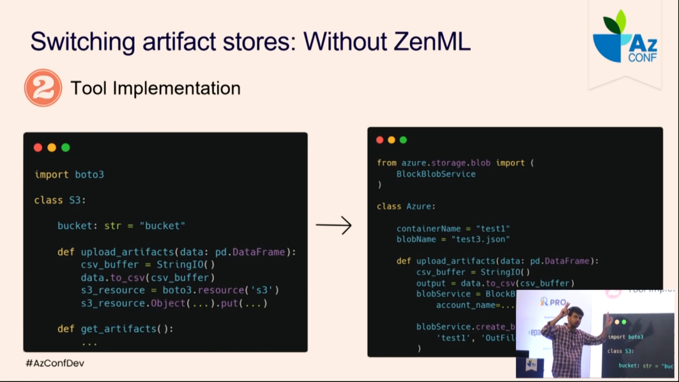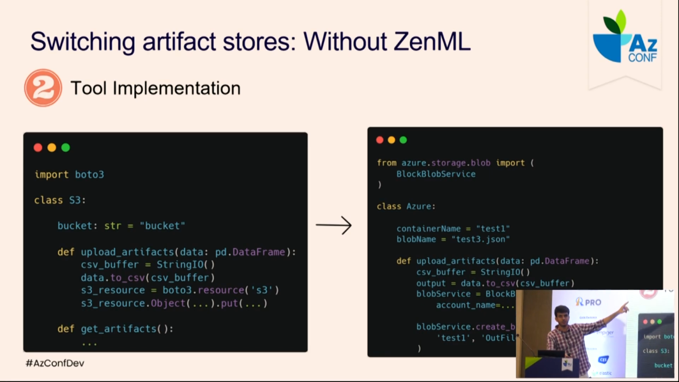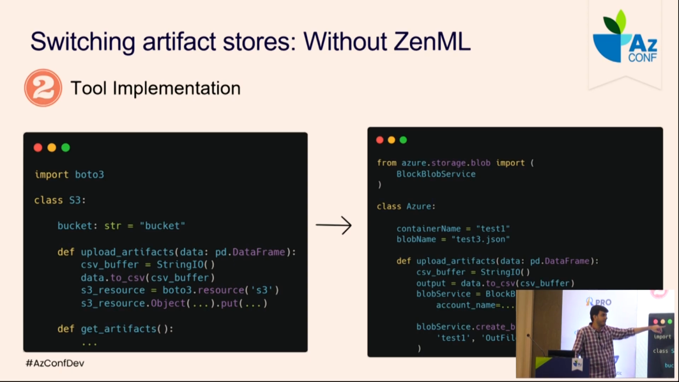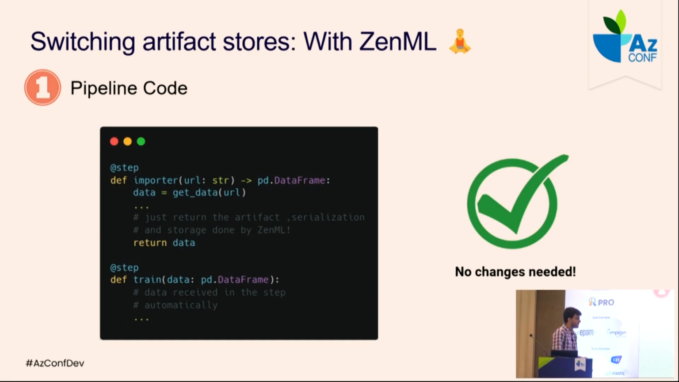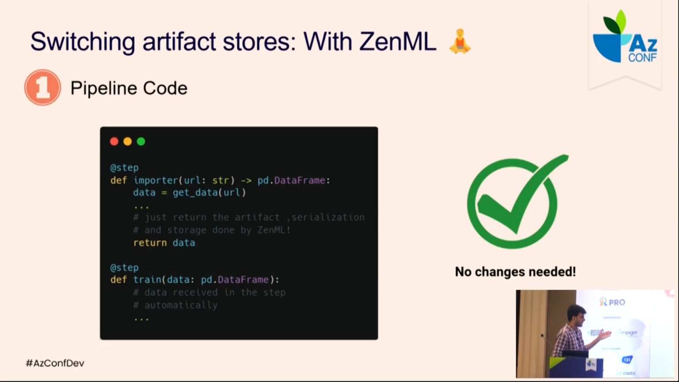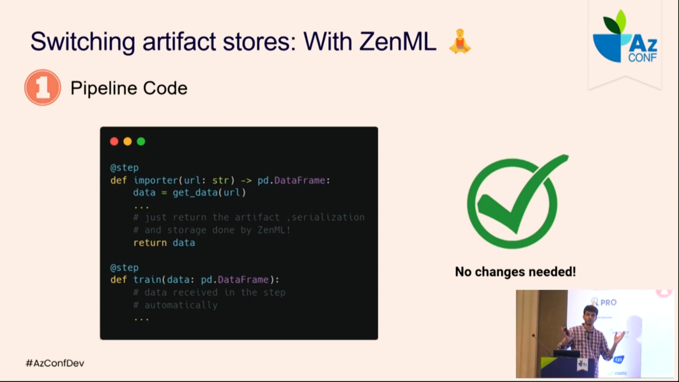So these are two steps: define a new class, figure out what Azure uses and what API there is, and then transition your pipeline code to use the Azure function instead of the S3 function, right? This is the learning curve that you have to follow to actually switch between an S3 and Azure artifact store. With ZenML, what happens is this. The pipeline code is defined in such a way that it's completely agnostic of the tool, as I said earlier.